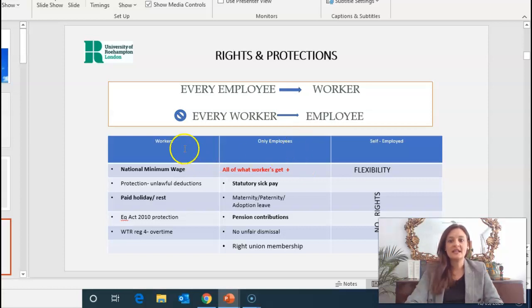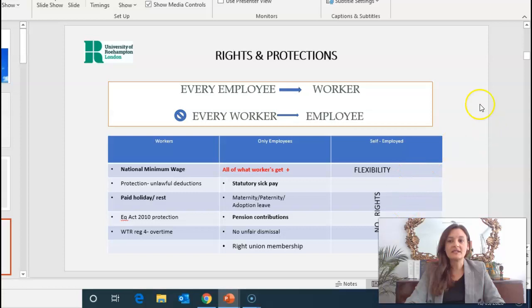So employees get all of this plus extra things, which is statutory sick pay, maternity and paternity leave, pension contributions, the right not to be unfairly dismissed, provided they've worked for that employer for a period of 2 years, and they have a right to join a union.